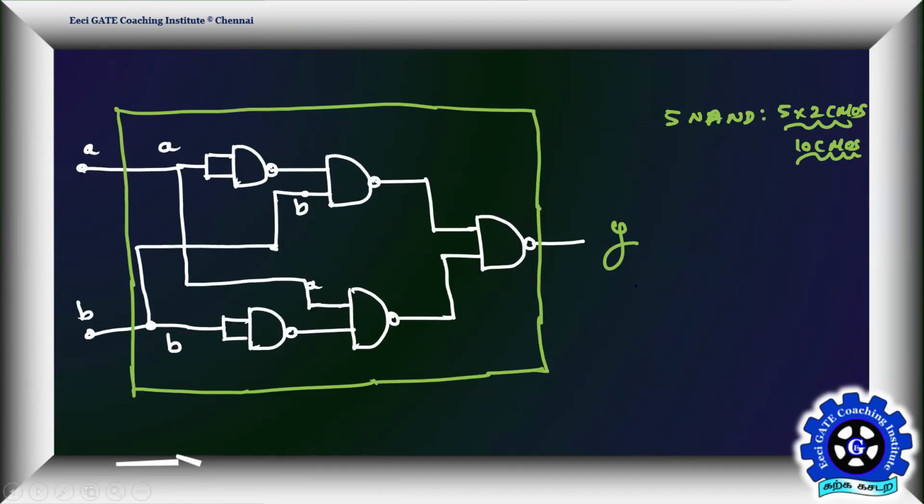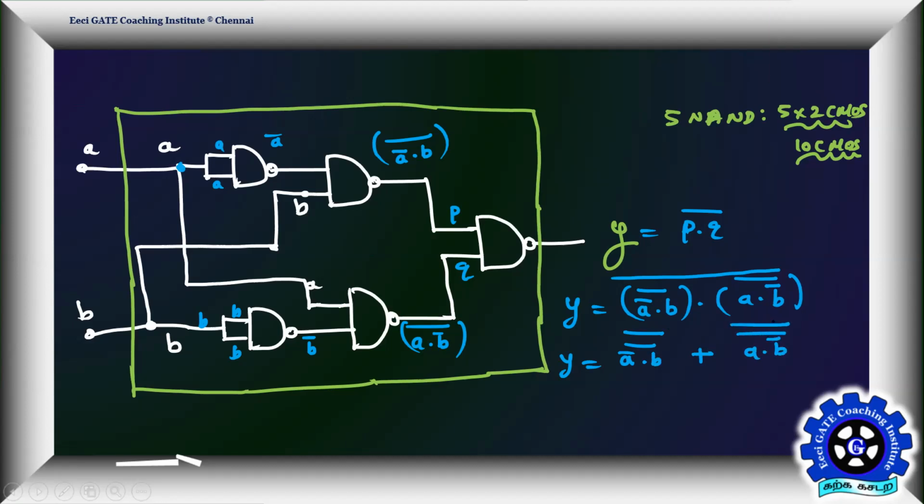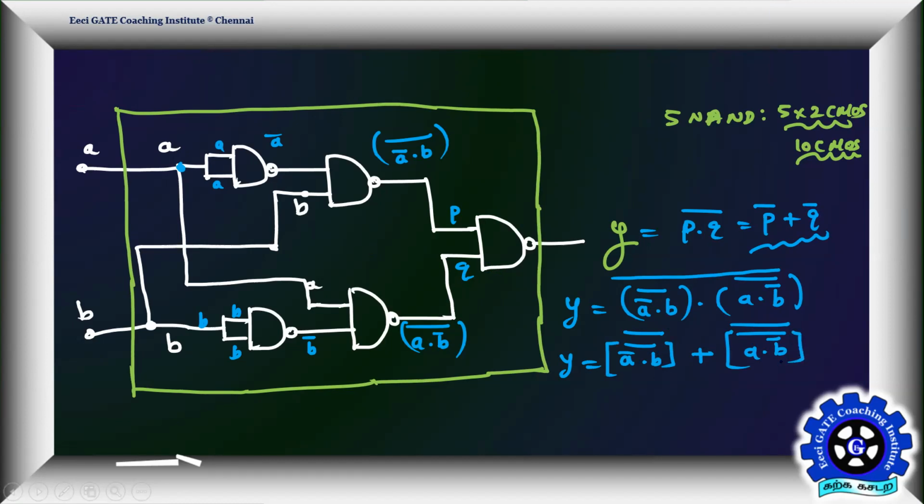Yes, sir. By using this identity, can I write Y is equal to A bar dot B, the whole bar, one more bar, and this AND becomes OR. Then A dot B bar, bar, bar. Agree? Yes, sir. I'm writing it like P bar OR Q bar. Happy? Yes or no? Yes, sir. What is P? This is P. What is Q? This is Q. Agree, everyone?